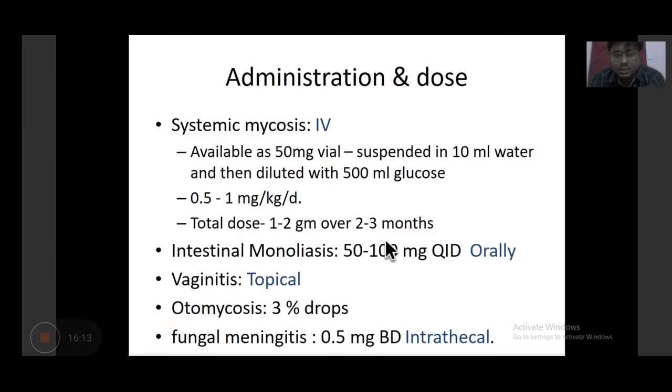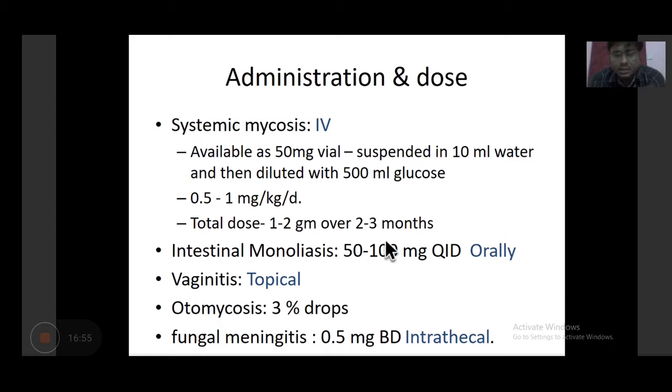Here is the administration and dose. You need not remember the dose, but which route we are using for which infection. For systemic mycosis, if there is a systemic fungal infection, meaning infection in some organ or deep tissue, we need to give amphotericin by parenteral route. Then intestinal moniliasis: as I told, it is not absorbed orally, but still in this one condition we give it by the oral route. That is, there is a fungal infection in the intestine, and we give it for local treatment there, because it will not get absorbed from the GIT, it will remain in the GIT and will treat the intestinal moniliasis.